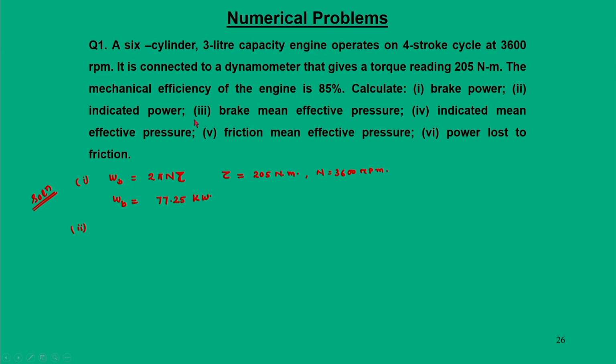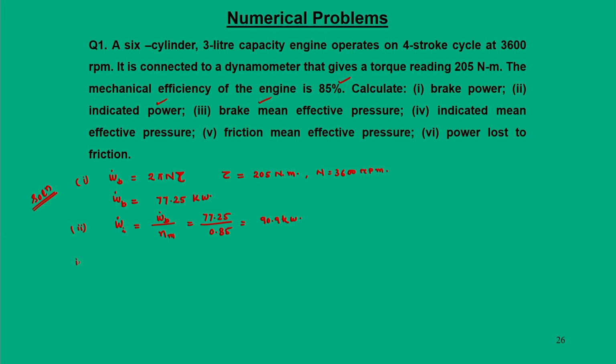Okay. The second problem is to calculate the indicated power, W dot I. We know W dot B, and we can divide it by the mechanical efficiency, which is already given as 85%. So, it becomes 77.25 divided by 0.85, and this turns out to be 90.9 kilowatt. So, we are now able to calculate the brake power and the indicated power.